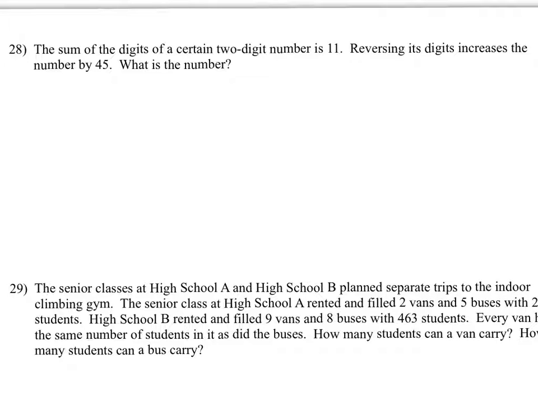For number 28, we're looking at the sum of the digits of a certain two-digit number is 11. Let's call this number xy. That means that we've got x plus y is equal to 11. The number itself, if this is the number xy, would really be 10 times x, that'd be our tens place, plus y.